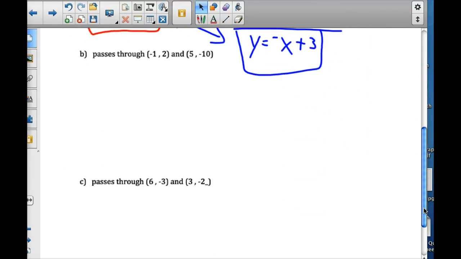Find the slope. Choose a point. Doesn't matter which point you choose. Be smart. I'd probably choose that first point because you got smaller numbers. Like that first example, I would have chosen the point that had the 0 in it because it makes it a little bit easier.